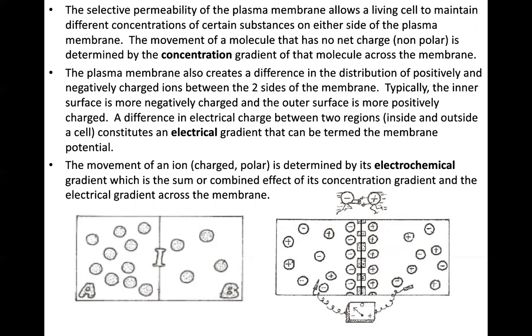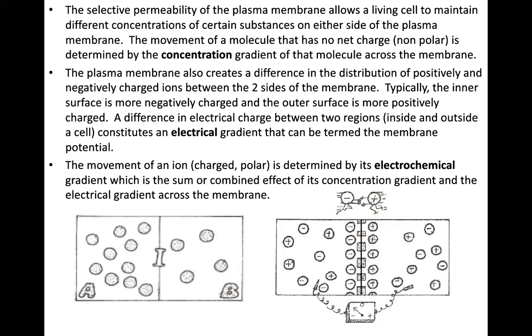Now, when ions move, because they can come into or out of the cell, thanks to those channels that we've been talking about, this movement is going to be determined by what we call the electrochemical gradient. And that's the sum or combined effect of its concentration gradient and the electrical gradient, hence the name electrochemical. And this is just the gradient across the membrane, okay?